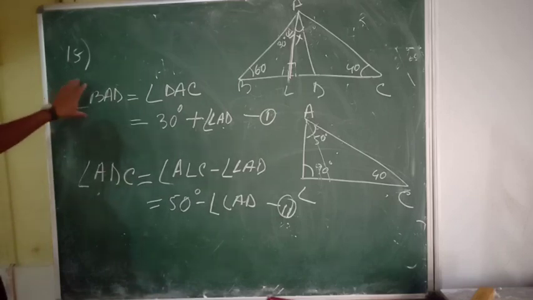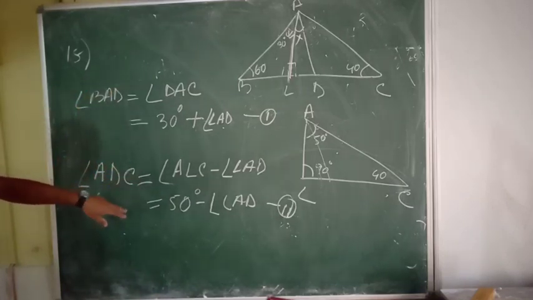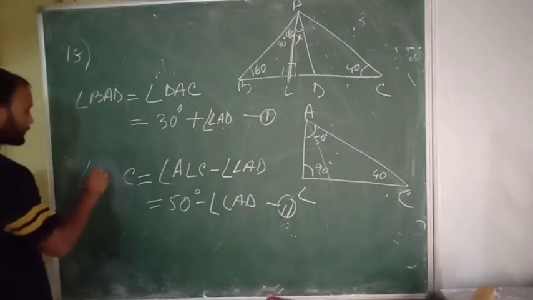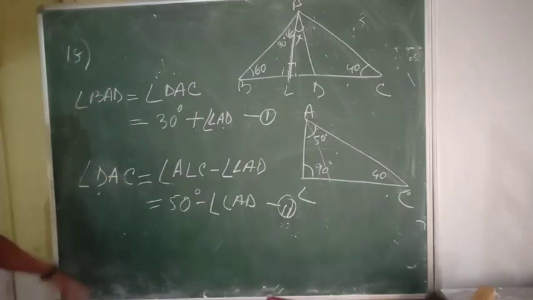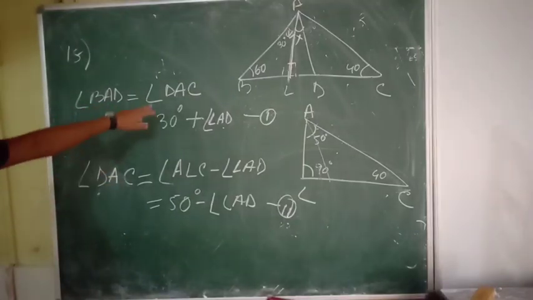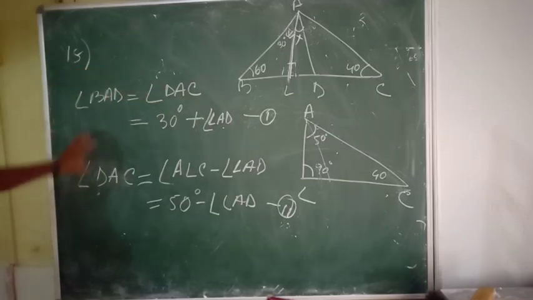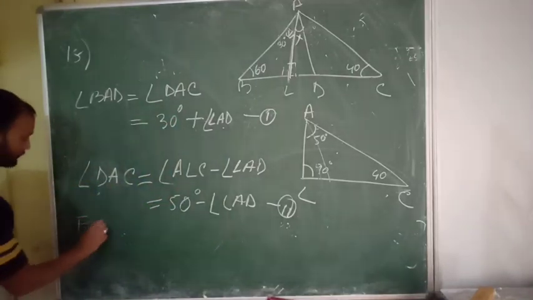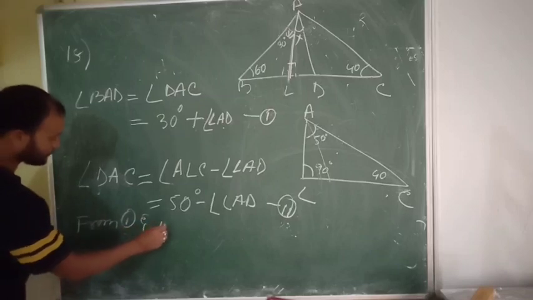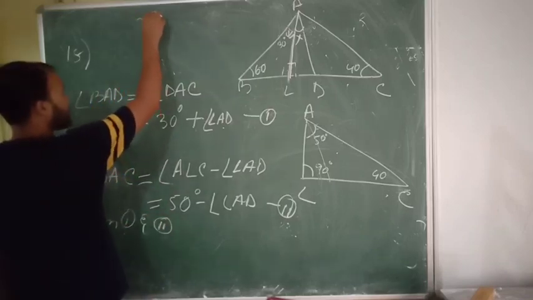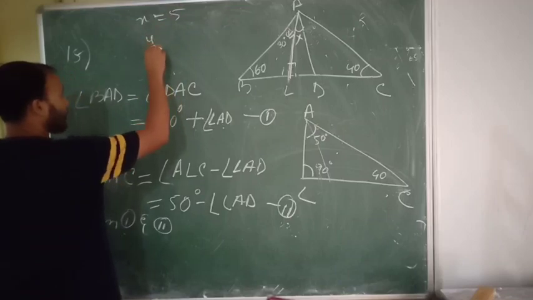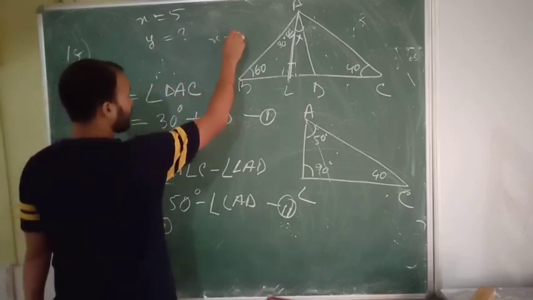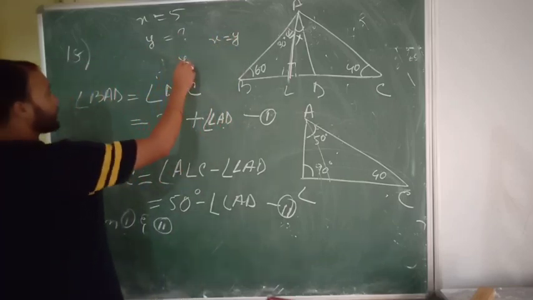Simply equate this equation, we will get this. Now see, BAD and DAC are equal because AD is a bisector. That means this and this are equal. So we can write from equation 1 and 2, that x is equal to 5 and y is equal to this. And the question is given x is equal to y. What will be the value of y? y will be equal to 5.